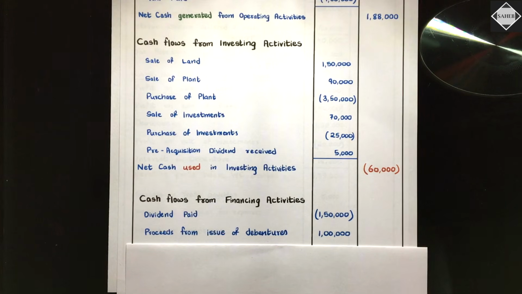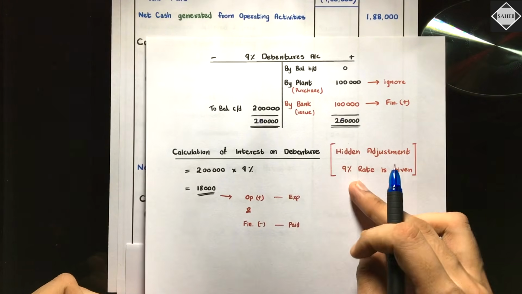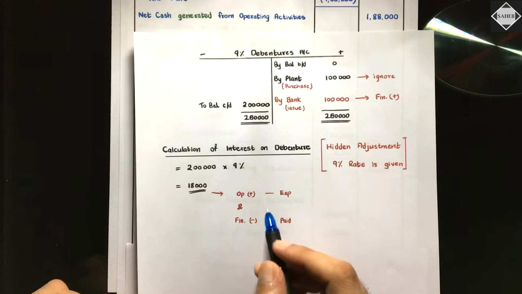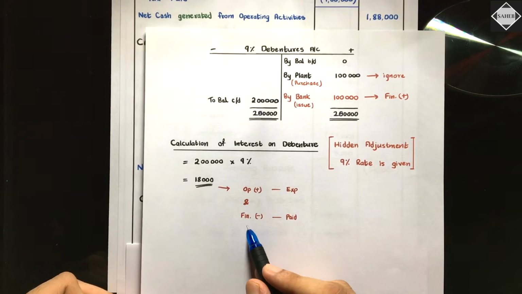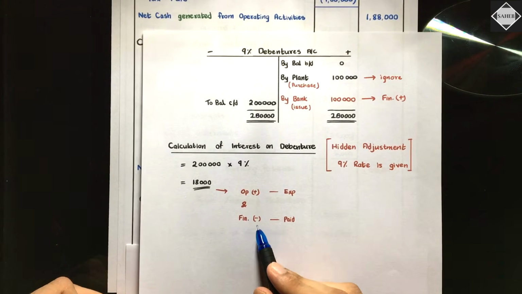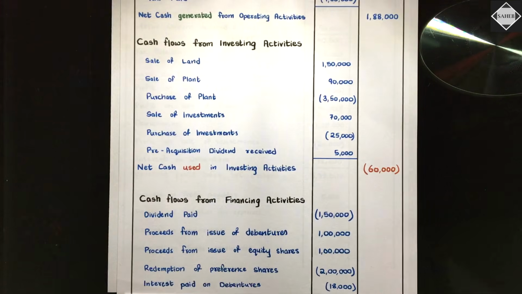All right, easy. Next, what has happened? You have paid the interest, right? Hidden adjustment was there. Just the rate they gave, 9%, you calculated, you added in operating to reverse the expense, and then in financing you have to take the payment, right? Outflow, the interest that you have paid, so subtract that. Is it clear? See here, interest paid on debentures minus 18,000.